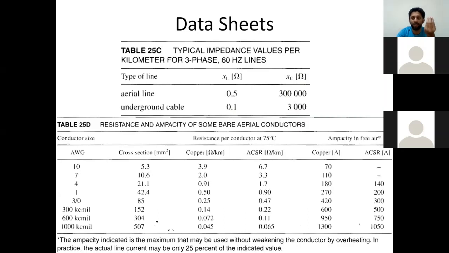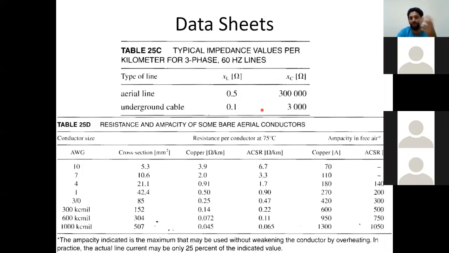You remember the equation for XC? XC is 1 over 2 pi f C. So if capacitance is more, XC will be less. So less capacitive reactance will be there for underground cables. It is simple for inductive reactance and capacitive reactance. But coming to the resistance of the cable or the transmission line, we are considering the overhead lines anyway.